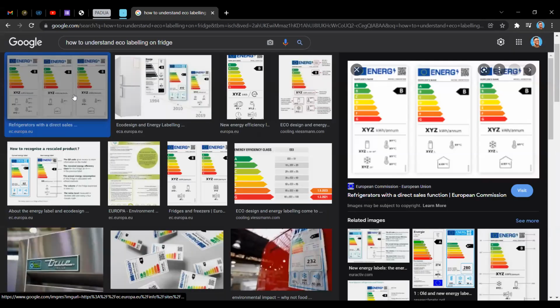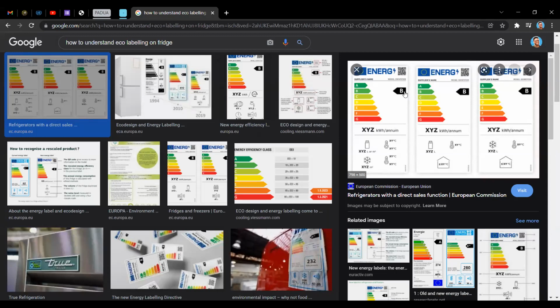Okay. So if you just type in eco-labeling, for example, on a fridge or on a bulb, I'm sure you've seen these colors, right? You see it in colors like these. These are not for decoration. These are actually labels that show you the class or how efficient a particular appliance is. So you find them on bulbs, for example, or on fridges.